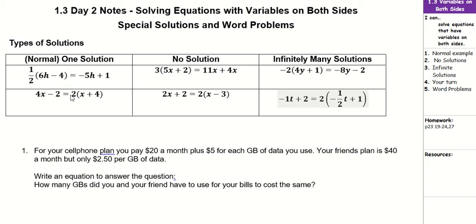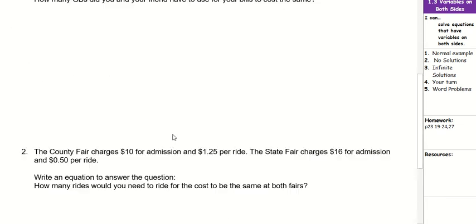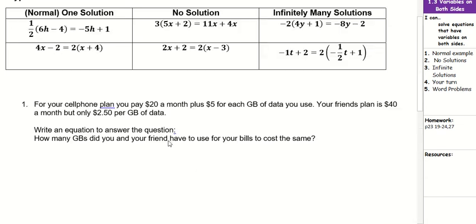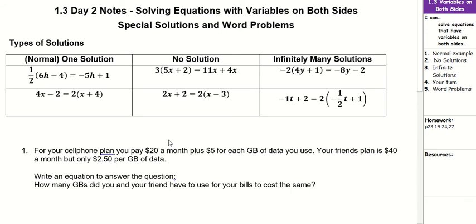What if something else happens? Or what if we get infinitely many solutions? So something completely different also. We're going to take a look at what those look like and how we can identify them. Then we're going to do 2 word problems because one of your homework questions is another one of those word problems. This will be a short video.